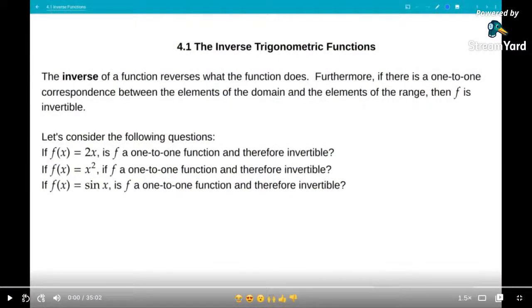Furthermore, if there is a one-to-one correspondence, we say the function is invertible. So going back to the name and social security, there is a one-to-one correspondence. Every name pairs with one social security number. So if we switch that, the social security number will always pair with a name.